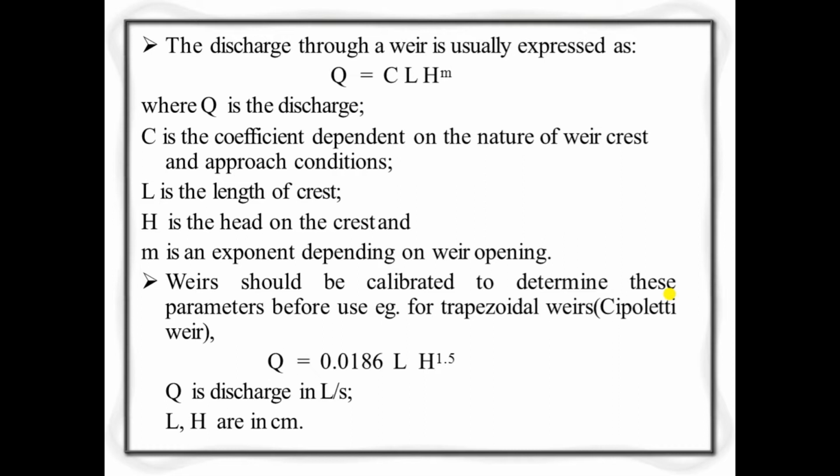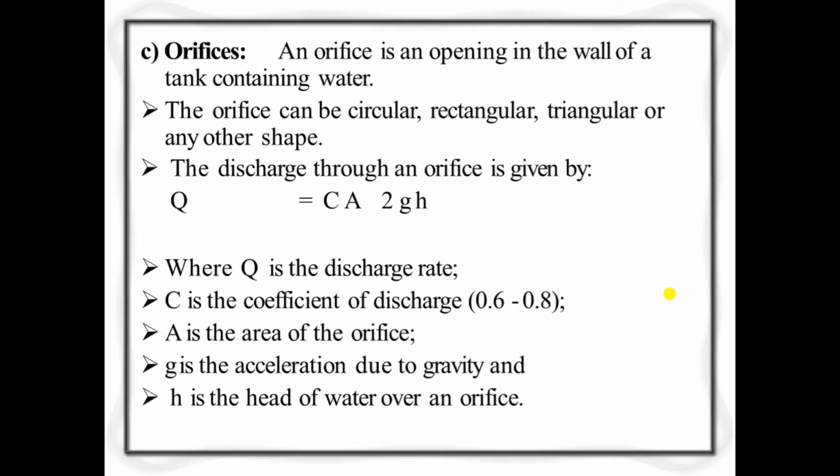So Q is equal to 0.0186 L H raised to 1.5. Those are the weir calibration parameters.